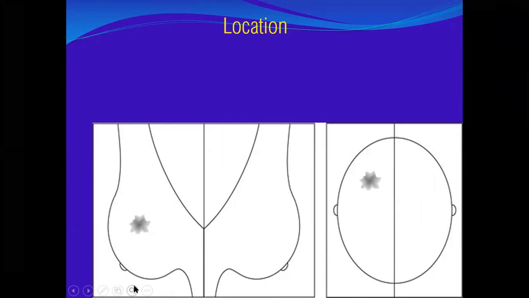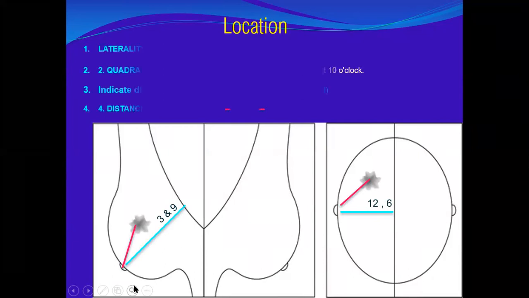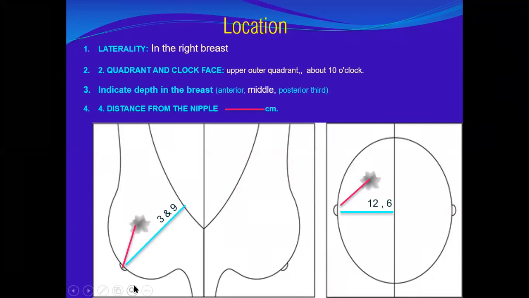And the remaining regarding the location, you will describe the distance from the nipple. Yes, distance from the nipple. So laterality, the right breast. Quadrant and clockwise, upper outer quadrant, about 10 o'clock. In depth, the middle. This red arrow or red line represents the distance from the nipple.